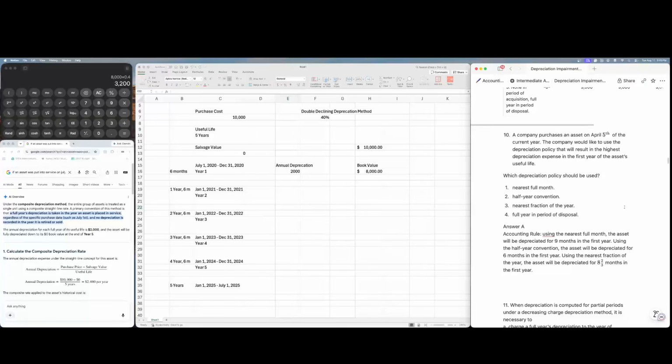As well as June 15th, you would say that's half a year, even though it's 2 weeks after the start of that half a month. But then using the nearest fraction of the year, if there's 30 days in a month, it's 3 out of 3 1/3 months. Those are the conventions when it comes to depreciation. That's a really important thing to know.